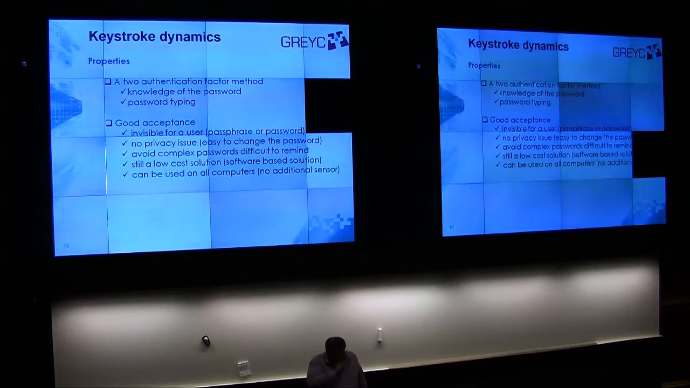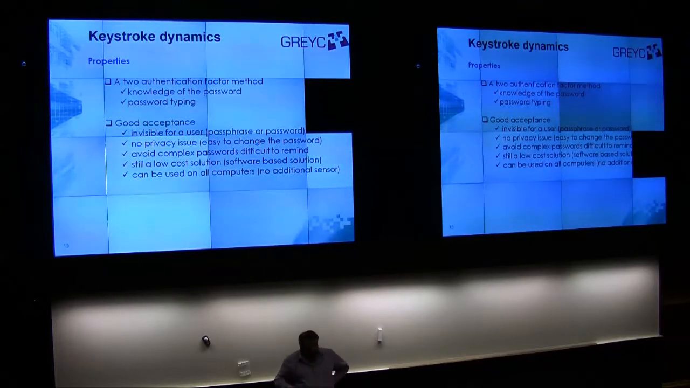So, what are the properties of Keystroke dynamics? It's a two-factor authentication, because you have to know something, and you also have to do something. It's password typing, I mean, how you type this password. Sometimes it's quite easy to get the password of somebody. It's much more difficult to impersonate this person, to try to type like him. You can try. It's possible, but not so easy.